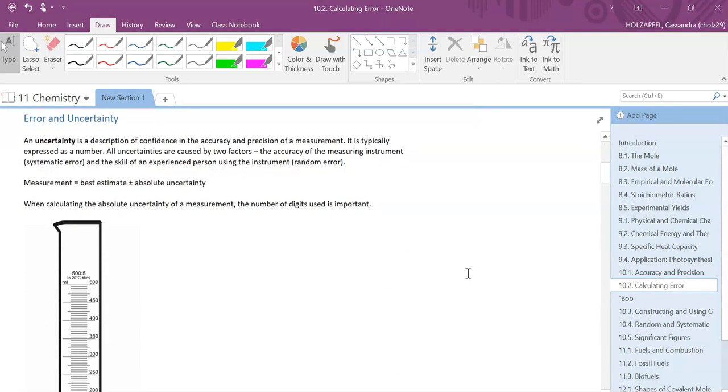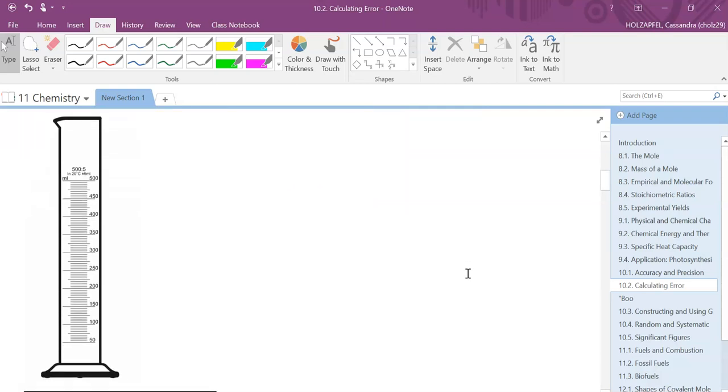Uncertainty is a description of confidence in the accuracy, and we do this using numerical values. So we have the best estimate of our particular value plus or minus an absolute uncertainty. When calculating the absolute uncertainty of a measurement, the number of digits is important. I've got an example here of what I mean. This measuring cylinder actually has the accuracy on here. The accuracy is plus or minus 5 mil. And all lab equipment is going to have this uncertainty on it.